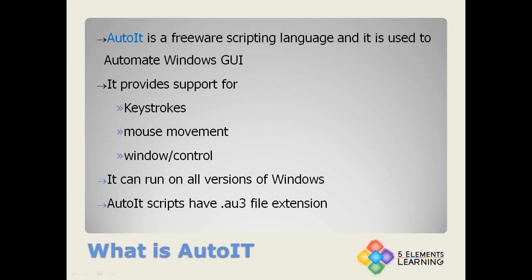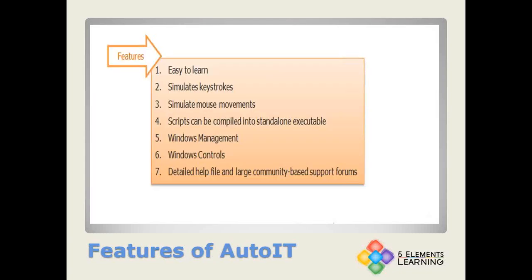No questions? Okay. Then the next topic we will be talking about is AutoIt. AutoIt is a freely available tool which allows us to automate a Windows application. It basically provides support for keystrokes, mouse movement and window control, and it can run on all versions of Windows. The extension of an AutoIt script is .au3, which when we want to integrate with Selenium is converted into a .exe file.